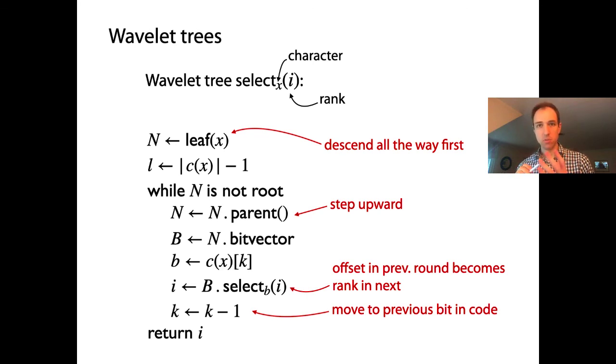Okay, so we have access, rank, select. Rank and select both traverse the tree in a shape that corresponds to the code for the subscript. Access does not. And then select and rank, in some sense, are inverses of each other. When we are doing rank, we're going top down and doing rank queries. When we are doing select, we're going bottom up and doing select queries.